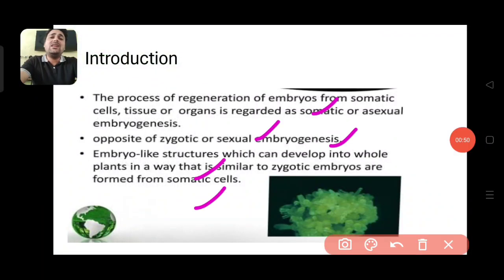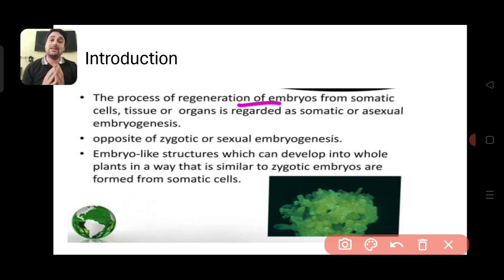Now, what's the meaning of somatic embryogenesis? It comes to your mind when you see this term. The process of regeneration of an embryo from somatic cells, tissue, or organ is regarded as somatic embryogenesis. It is like an asexual reproduction. It doesn't have any sexual object in it while it is creating an embryo, so you can call it somatic embryogenesis, or you can say the embryo is generating from somatic cells.